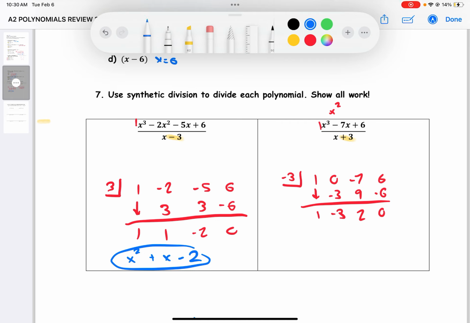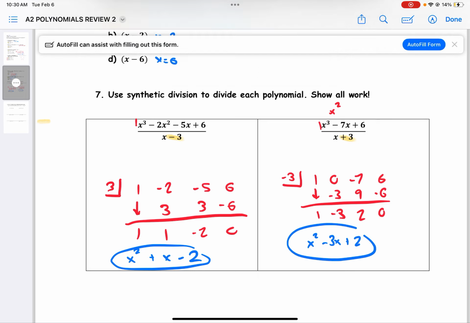And we start with x squared. So I got 1x squared minus 3x plus 2 with a remainder of 0. And that's my final answer.